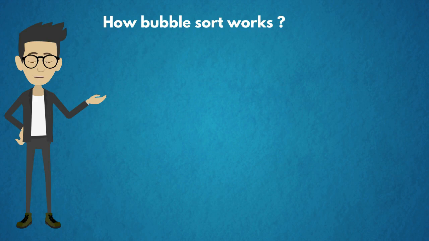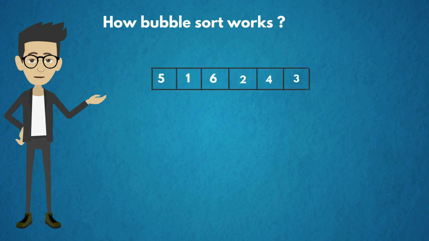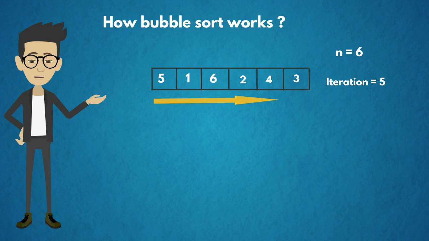How does bubble sort work? Let us find the answer. We have taken an array of 6 elements, n equal to 6. So the number of iterations to be done is 5 times. In the array, we need to scan all the elements from left to right. We need to compare each adjacent element, like we have 5 at 0th position, 1 at 1st position, 6 at 2nd position, 2 at 3rd position, 4 at 4th position, 3 at 5th position.